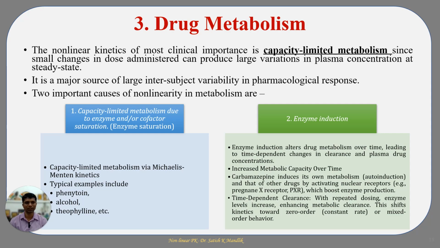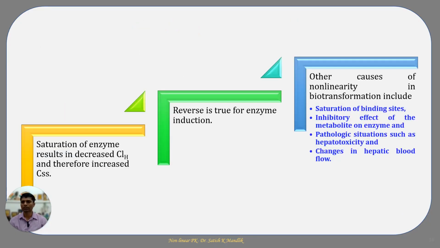enhancing the metabolic clearance, and this shifts kinetics from first order to mixed order behavior. So there is a switch from first order to mixed order because of time-dependent clearance. At the initial time, enzymes are not that much activated. But as time progresses, the enzymes are activated, and that leads to an increase in metabolism rate. So saturation of enzymes results in decrease in hepatic clearance and therefore increased steady state plasma concentration. The reverse is also true if enzyme induction happens.